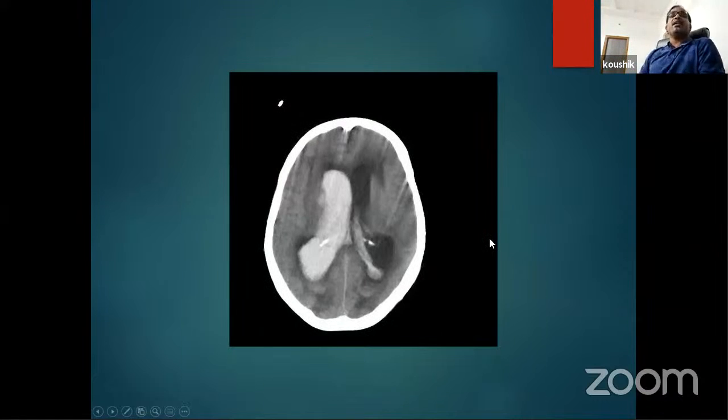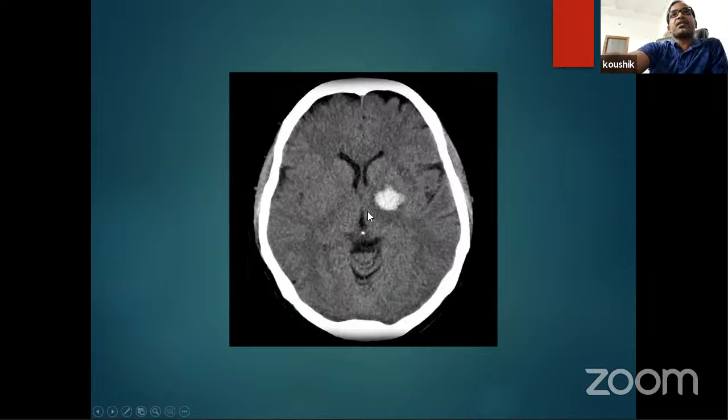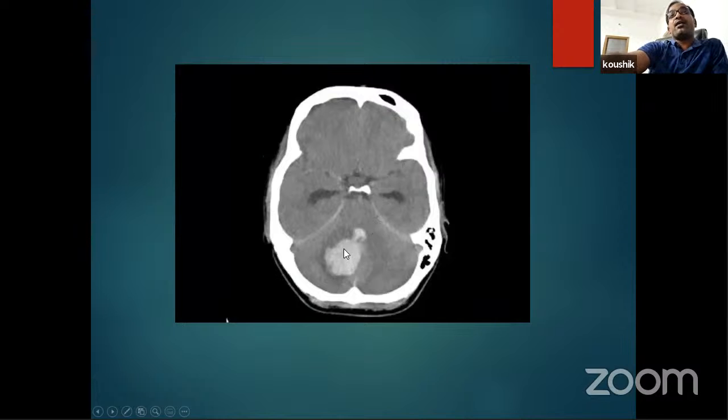And here comes the intraventricular hemorrhage. Here we see bilateral lateral ventricles filled with acute hemorrhage. This is a hemorrhage in the basal ganglia, previously also we've seen, commonly seen in case of hypertensive crisis. And here we see a hemorrhage in the posterior fossa, that is in the right half of the cerebellum, also extending into the fourth ventricle.